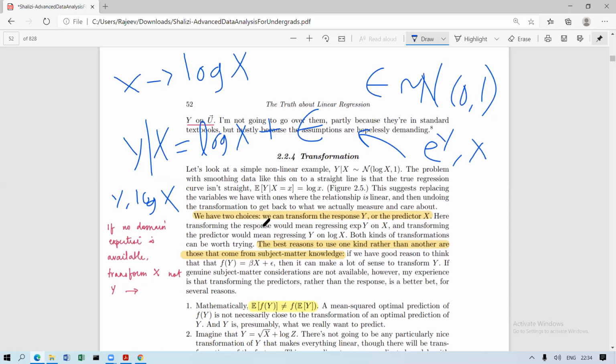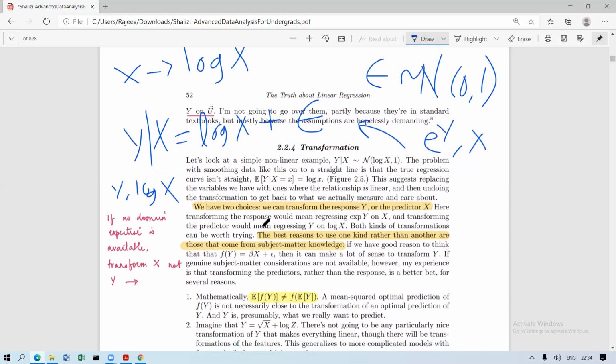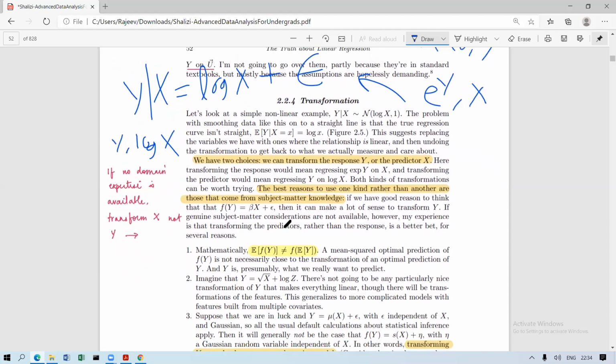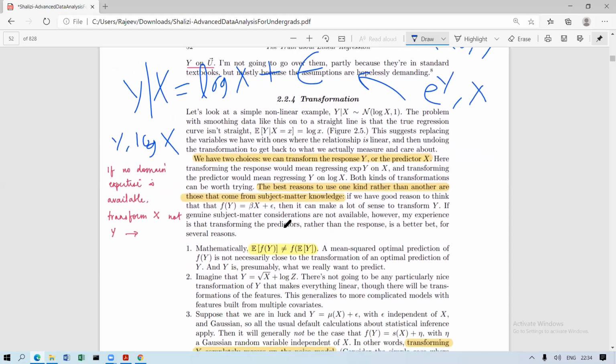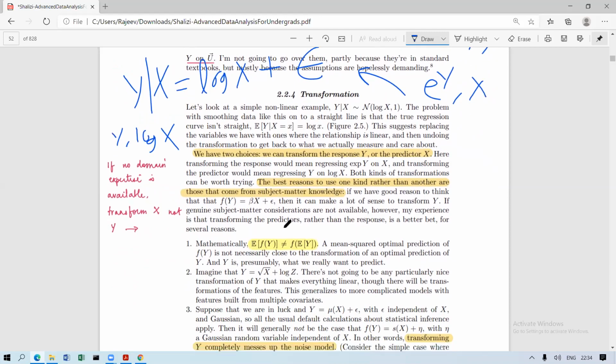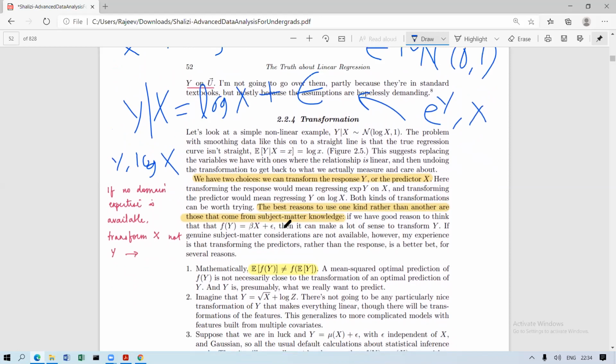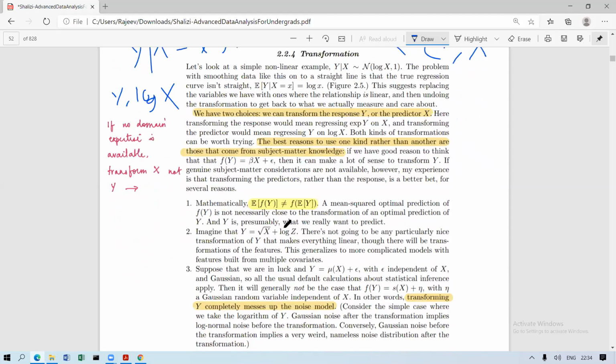You can either transform the response y or the predictor x, and what should you transform? This might also depend on, as he says, subject knowledge, what problem you are trying to solve, and how y and x are related to each other. But if you don't have that, then it's always better to transform x rather than to transform y. So he gives multiple reasons for that.